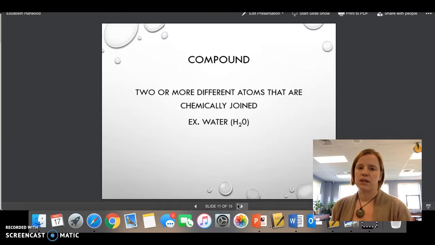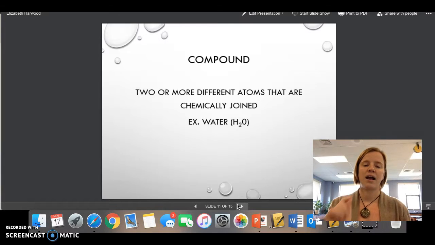Then we have compounds. Now compounds make up most of everything that we know, okay? Like water, for example, that was my example that I put down. Now this is two or more different atoms that are chemically joined. So that's the difference between a compound and a molecule. A molecule is any atoms that are joined together. So compounds are actually molecules, but a compound has to be two different atoms. So one example that I put down is H2O. We'll talk about H2O a lot. It's just the easiest thing to reference. So you can see that there is the element hydrogen. There are two hydrogens and one oxygen in water.